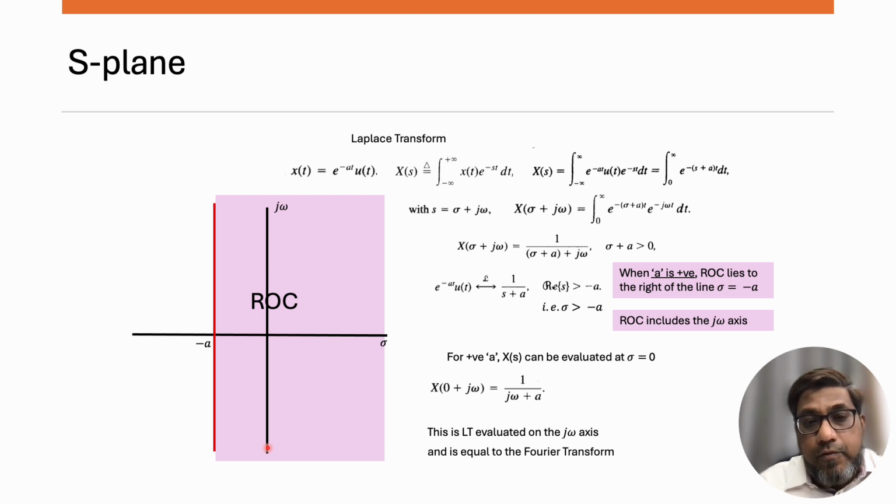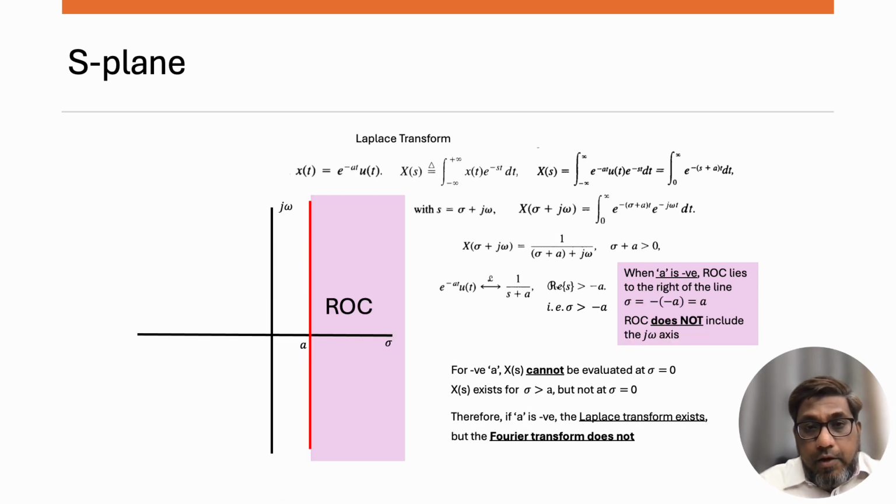And when the region of convergence includes the j omega axis, then it guarantees that the Fourier transform for that signal exists. Now, it could be true that for certain special functions, the region of convergence of the Laplace transform does not include the j omega axis, but the Fourier transform of that function still exists. So we can't generalize that, but more often than not, we can say that if the region of convergence for the Laplace transform includes the j omega axis, then the Fourier transform for that signal could exist.